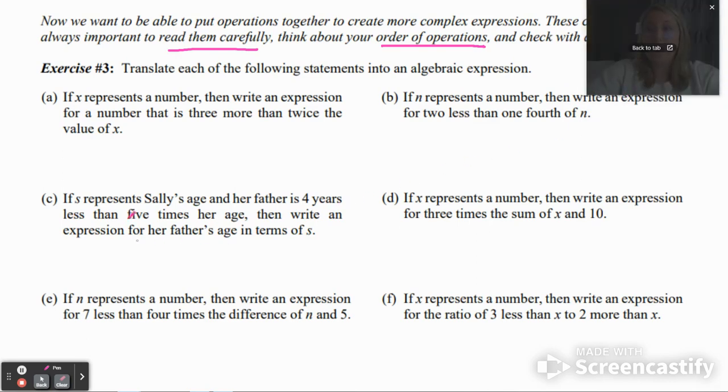Uh-oh. Why did that go black? Hold on, let me pause. Oh, there I am.